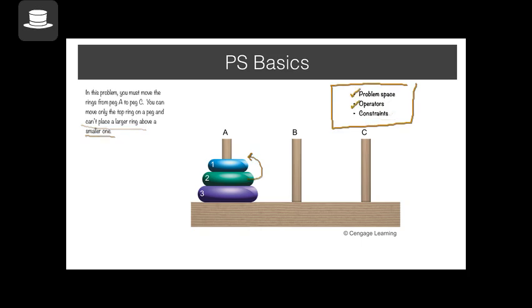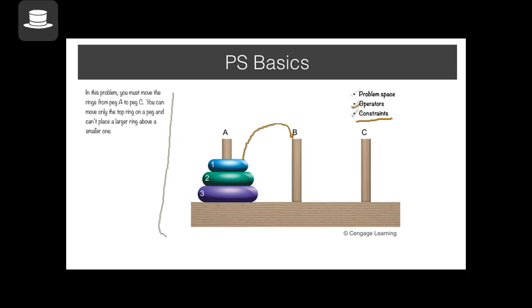So the problem space in this case is the representation of the problem itself, which includes operators, your ability to move things, and the constraint is the fact that you cannot move all the rings at the same time. You can only move one, and you cannot place a big one over a small ring. Okay. Understanding this terminology would help us understand the processes involved in problem solving.